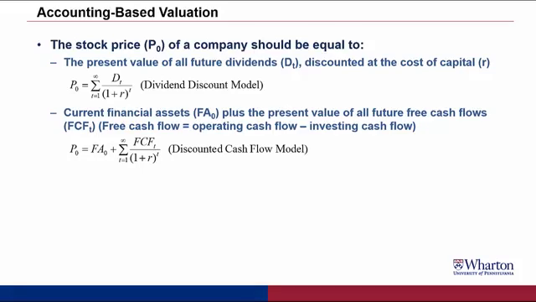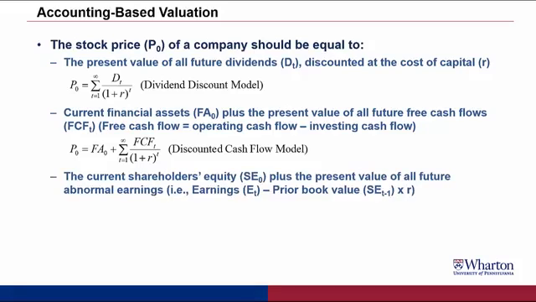If you take a finance-related valuation course, this is what they'll teach you. But there's also an equivalent model that only uses accounting numbers. So this one is that the stock price of a company equals the current stockholders' equity, also known as the book value, plus the present value of all future abnormal earnings. Abnormal earnings are defined as earnings minus the prior book value times R.